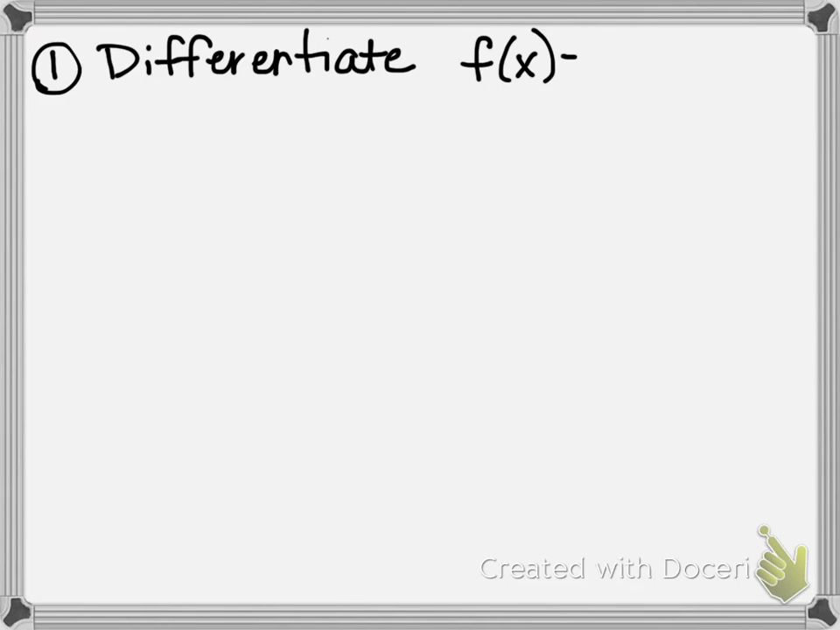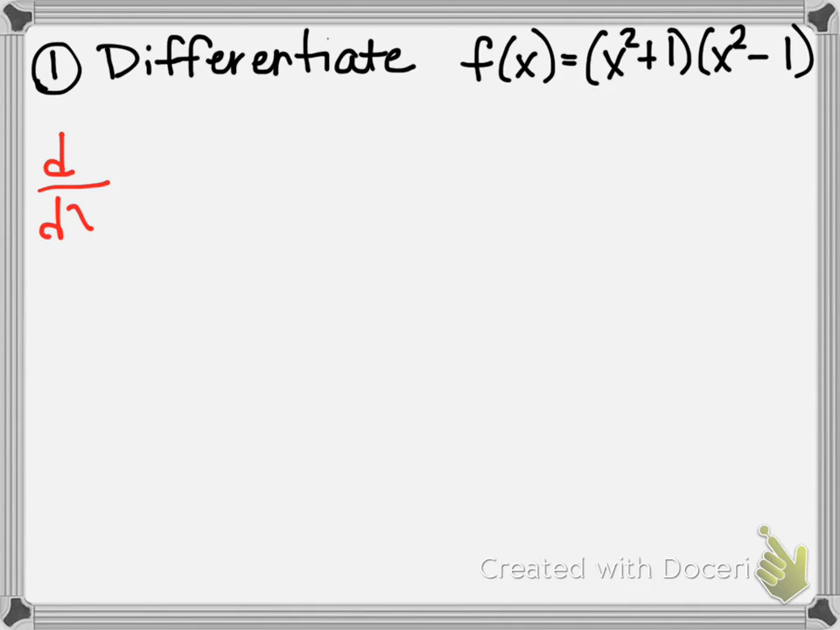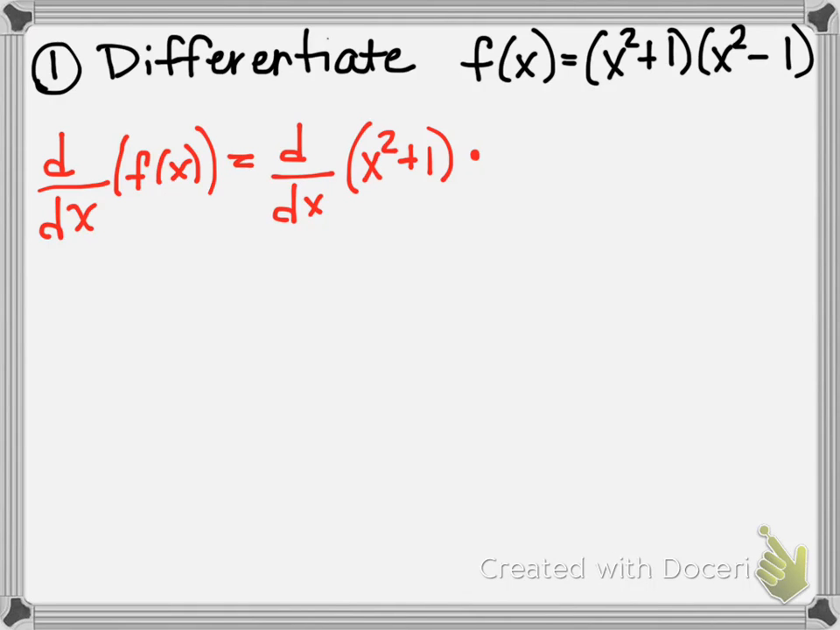So first, let's try to differentiate f of x equals (x squared plus 1) times (x squared minus 1). You should recognize this as one of the examples that you did in class previously. But we want to now be able to do this with the product rule. So the product rule says that if I want to differentiate f of x, that means that we can first take the derivative of x squared plus 1 and then multiply times x squared minus 1.